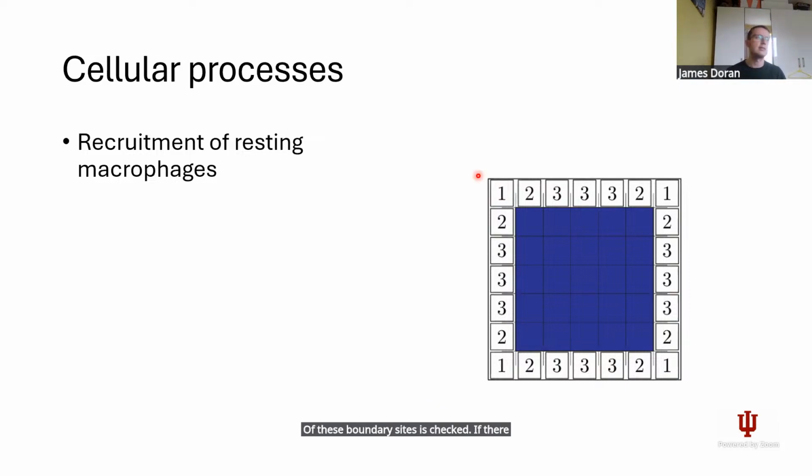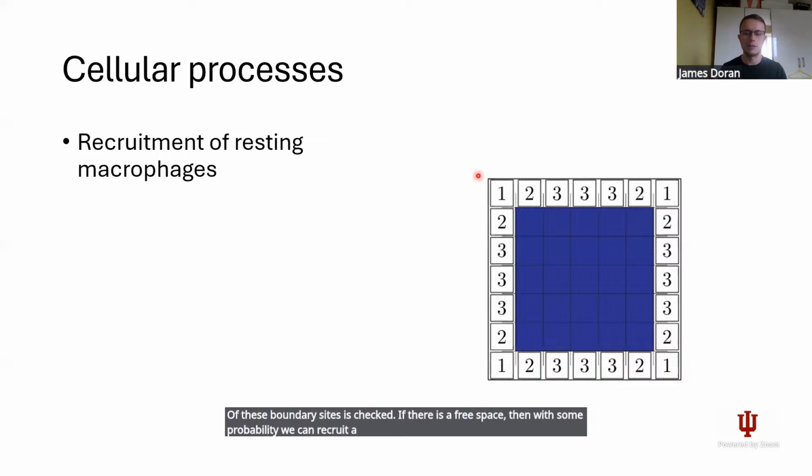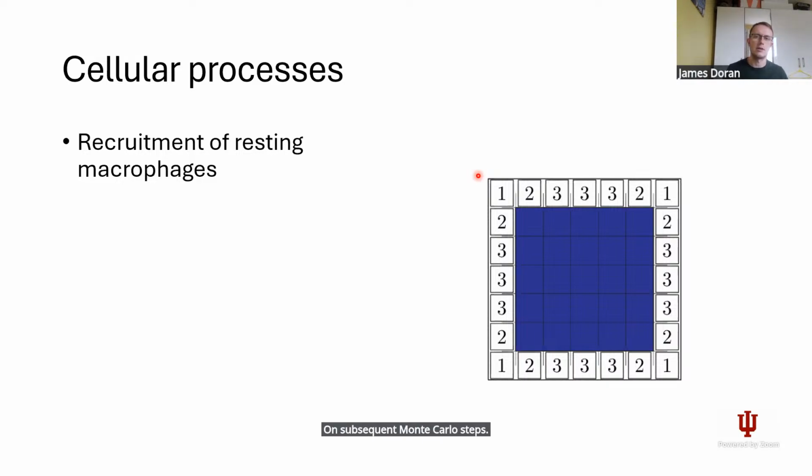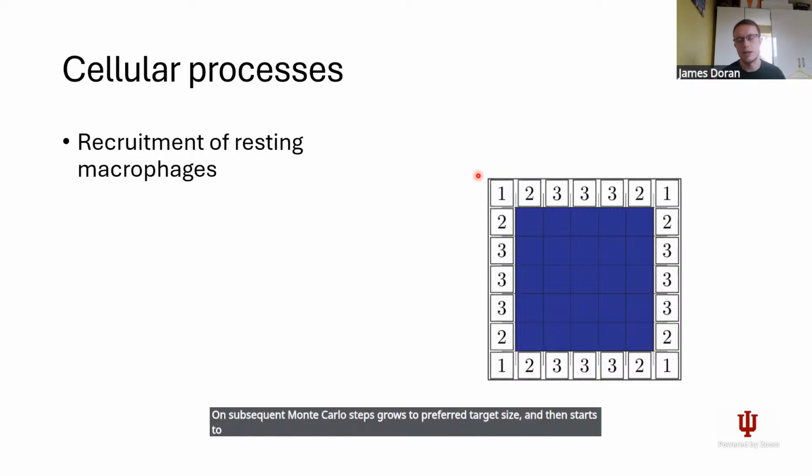If there is a free space, then with some probability, we can recruit a new resting macrophage into the domain, which then on subsequent Monte Carlo steps grows to its preferred target size and then starts to move into the domain.